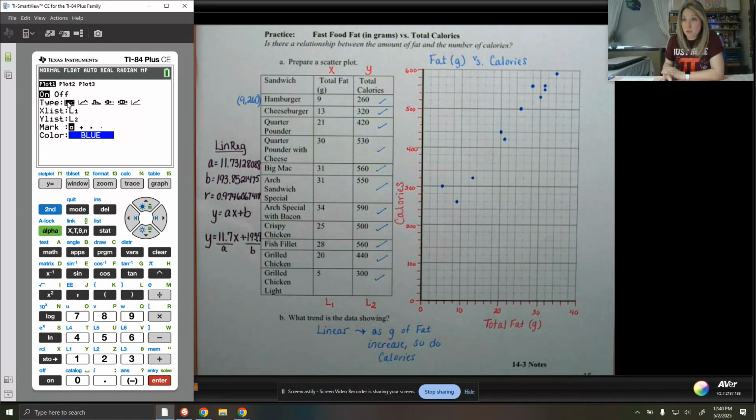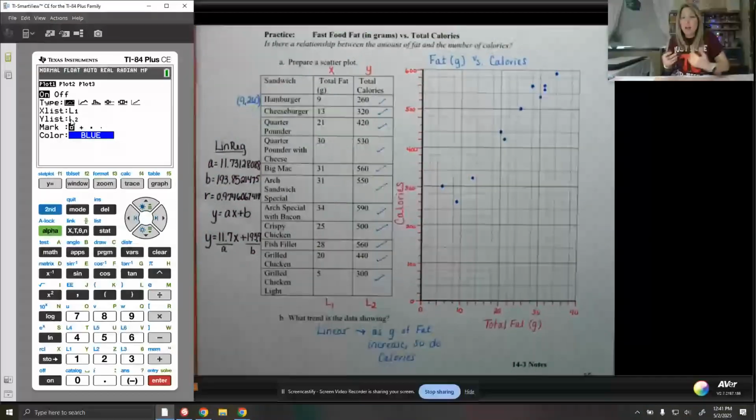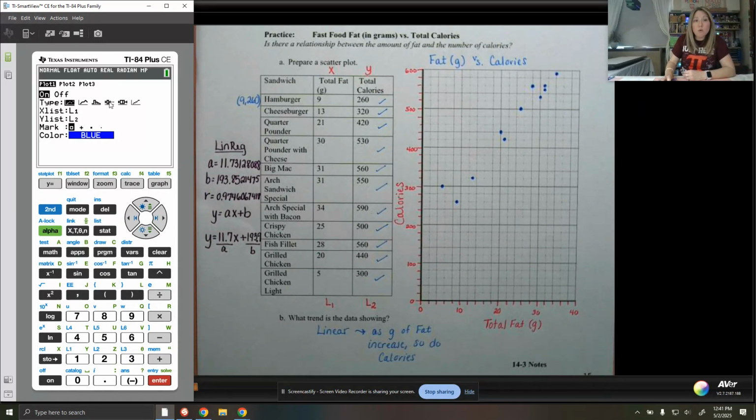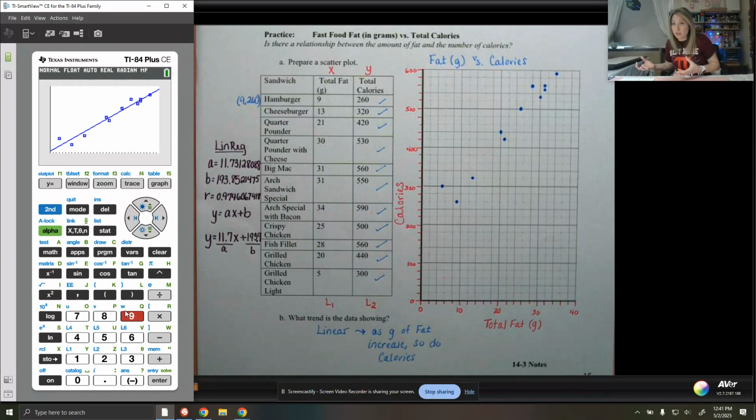Notice plot 1 defaults to a scatter plot with an x list of L1 and a y list of L2, just like running the linear regression defaulted to an x list of L1 and a y list of L2. That's on purpose, because I'm using this graphing calculator to help me. Now, if you press zoom 9, your graphing calculator will graph that scatter plot for you.